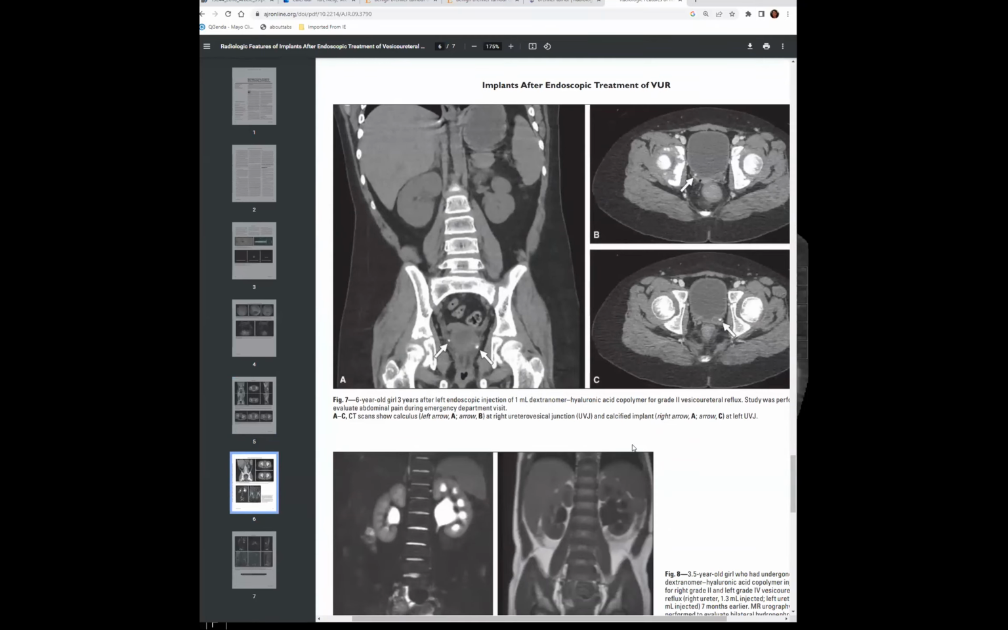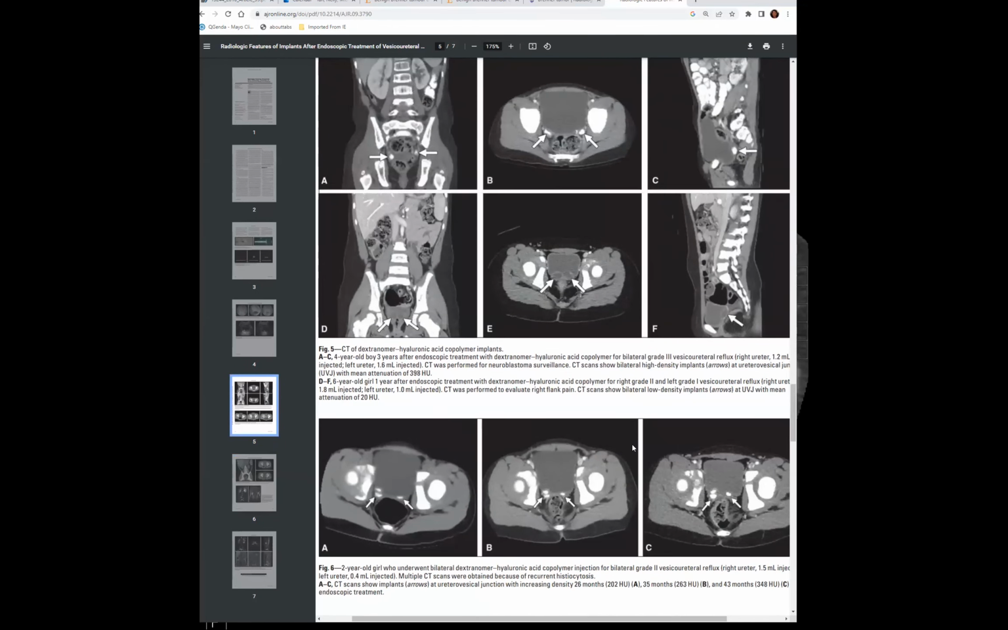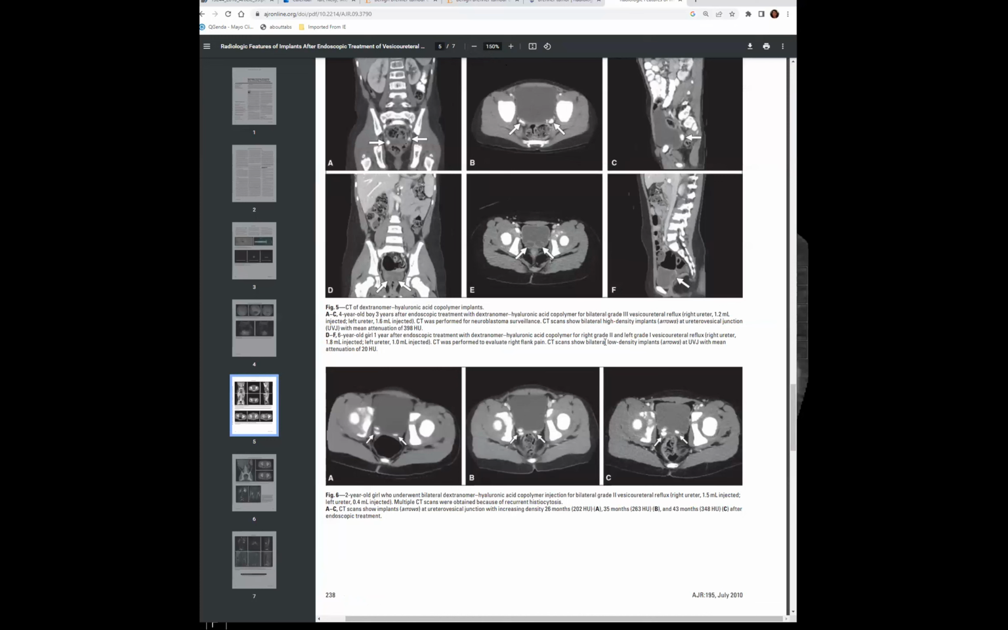If you scroll up two pages, why is it sometimes dense, and there's also an image E where it's not dense? That's a good question. Let's find out what E said. To me this is ureteroceles, bilateral implants with mean attenuation.